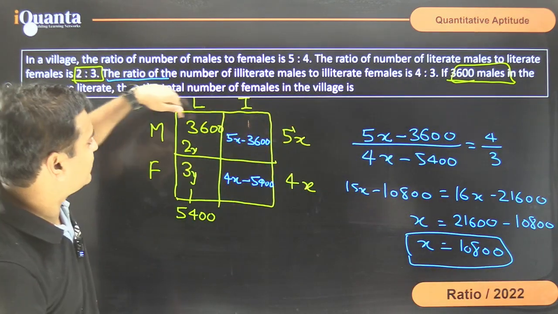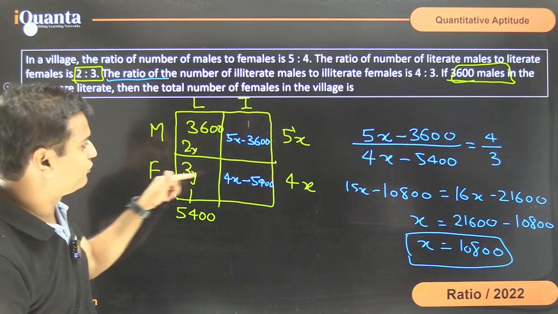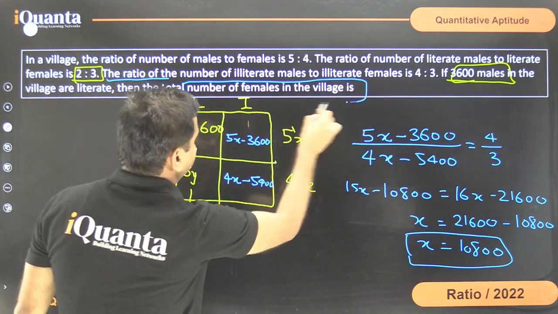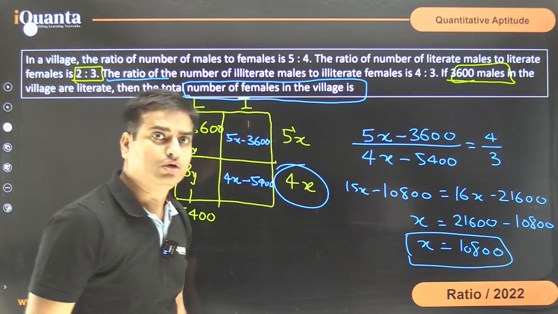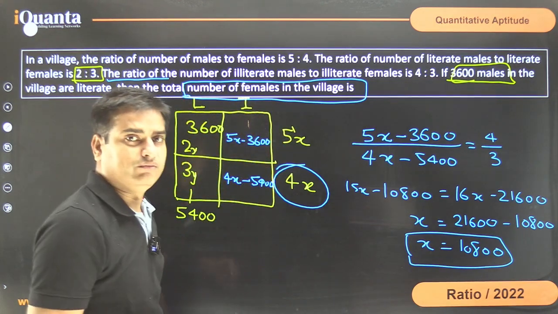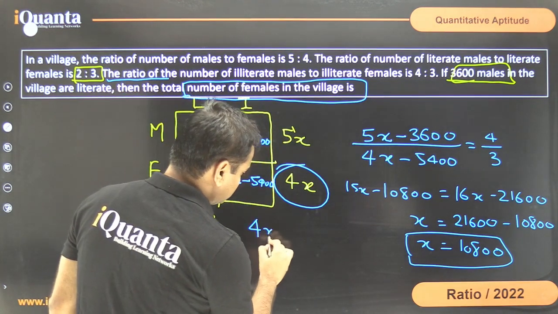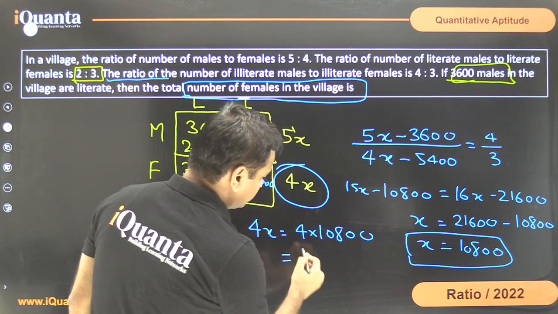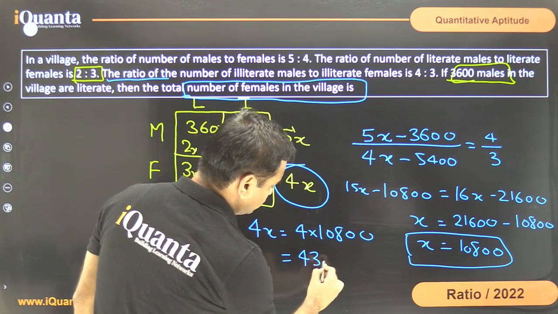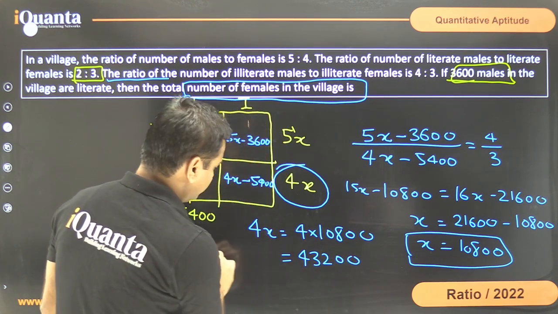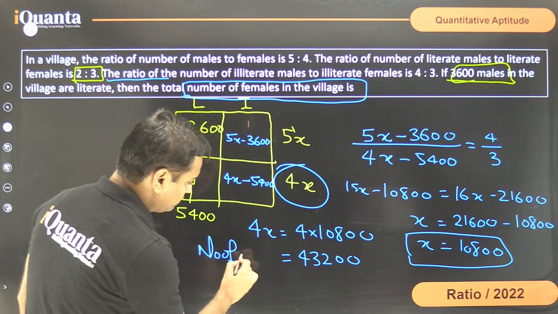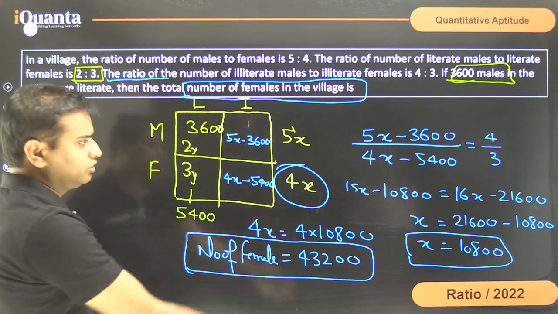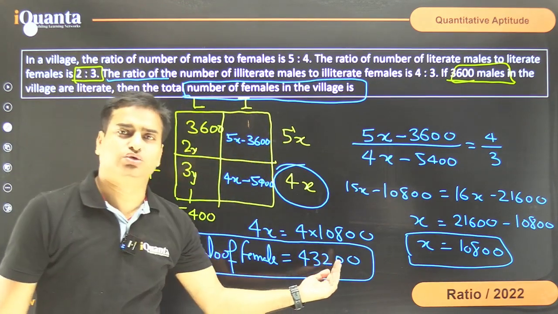So we can easily find the value of the total number of males and total number of females here. In the question they are asking then the total number of females in the village is, so the number of females in village is 4x and the value of x is 10800. So 4x is equal to 4 into 10800. So this will be equal to how much? 43200. Number of females in the village. Okay. So this is all about the question. The answer of this question is 43200.